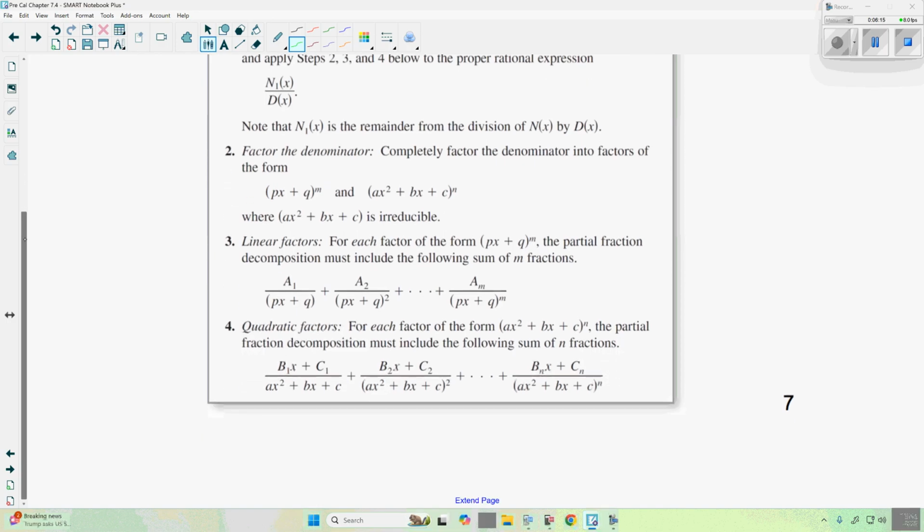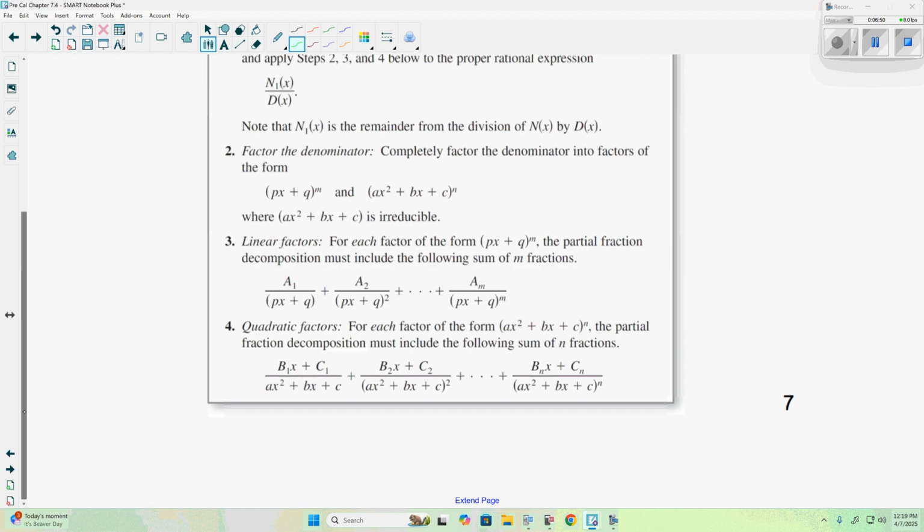Completely factor the denominator into factors of the form px plus q to the m and ax squared plus bx plus c to the n. And factor it as far as possible, and then rewrite it as a list of the factors, linear factors. And again, what's on top is going to be 1 less than the degree of what's inside. Even if we have a set of parentheses squared, if what's inside is just x, we don't have x squared, x cubed, on top is just going to be a, b, c.